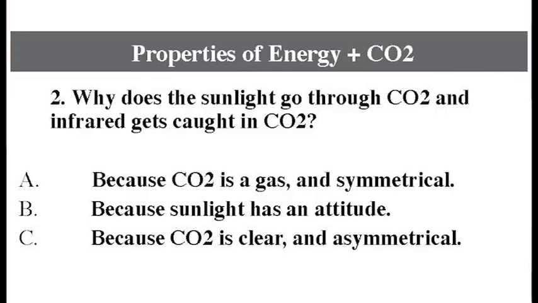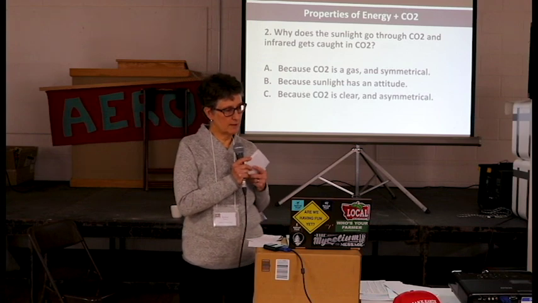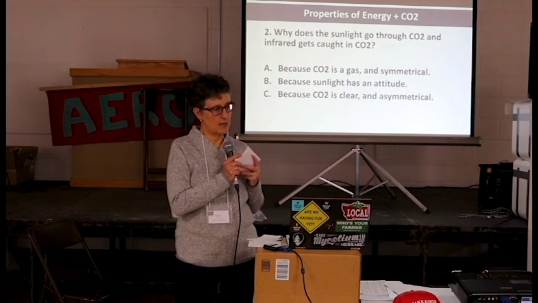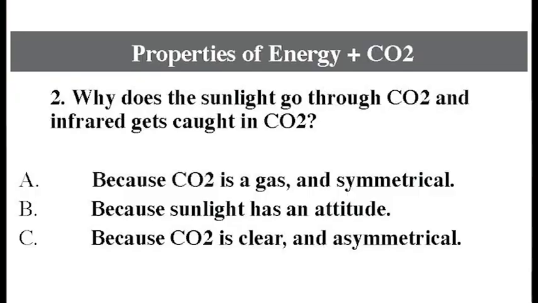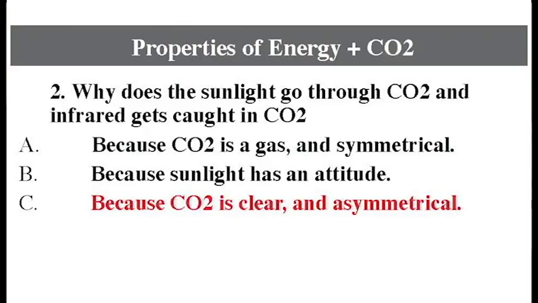So why does sunlight go through CO2 and the rest of the glass and the atmosphere, and infrared gets caught in the CO2? So let's look at that. Why just sunlight? Because CO2 is a gas and symmetrical, because sunlight has an attitude, or because CO2 is clear and asymmetrical. Okay, get a couple minutes, seconds. All right, let's see. Because CO2 is clear and asymmetrical.